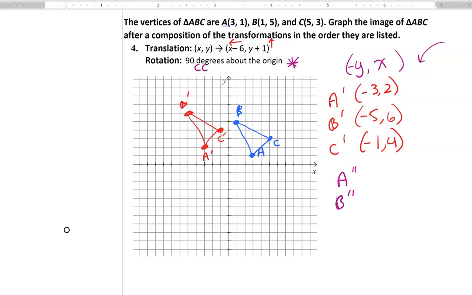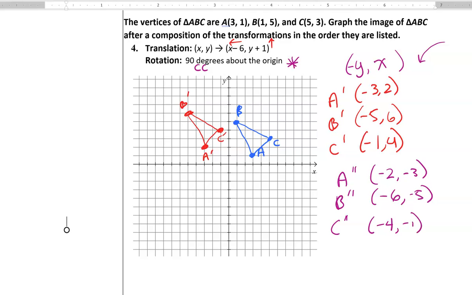A double prime, B, and C. And then we just follow the rule. So my new point would be -2, -3. And then the next one would be -6, -5. And then finally, I would have -4, -1.